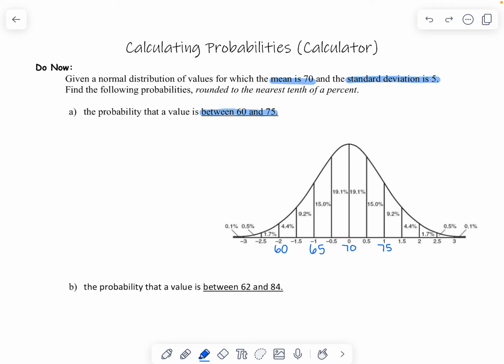So I am looking right now to add up the percents between 60 and 75, 75 being at 1 standard deviation above, and 60 being at 2 below. And if you take a moment to add up these percents from a z-score of -2 up to a z-score of 1, you should get a percent of 81.8%.